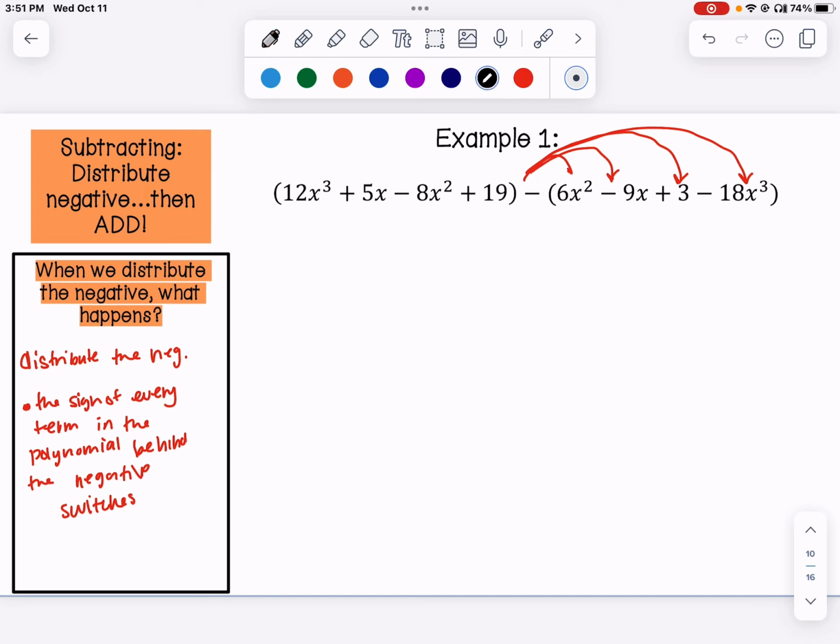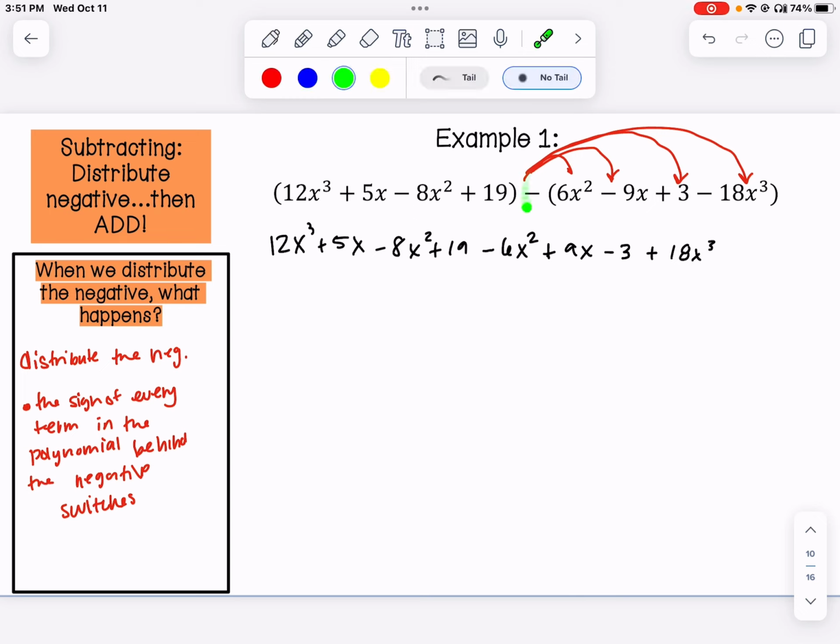So my first one didn't change. It's still 12x cubed plus 5x minus 8x squared plus 19. Now each of these is going to be different. It's going to be minus 6x squared plus 9x minus 3 plus 18x cubed. By doing this first step, I've taken into consideration the negative for everything beneath it. Now all we have to do is combine like terms.